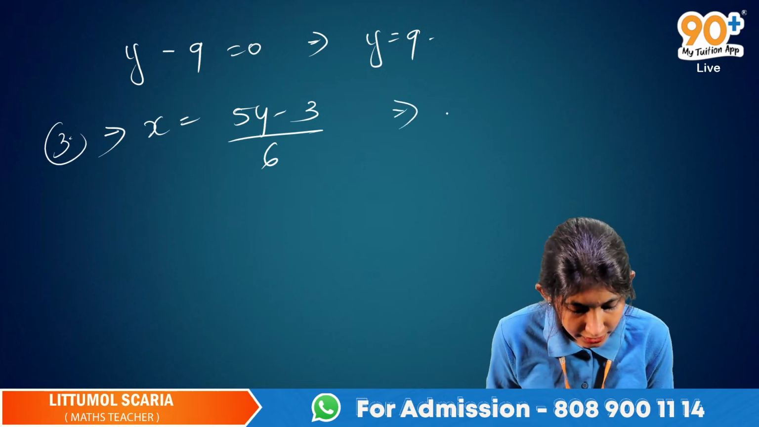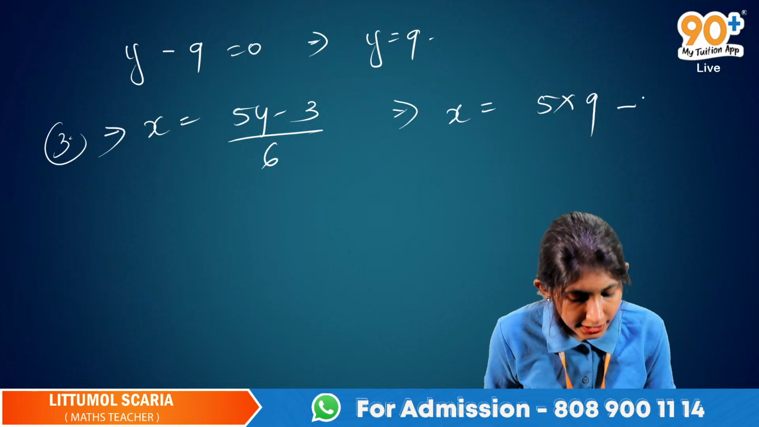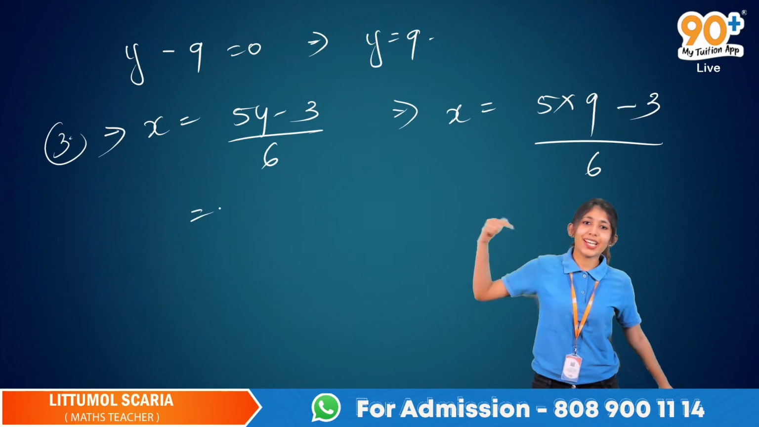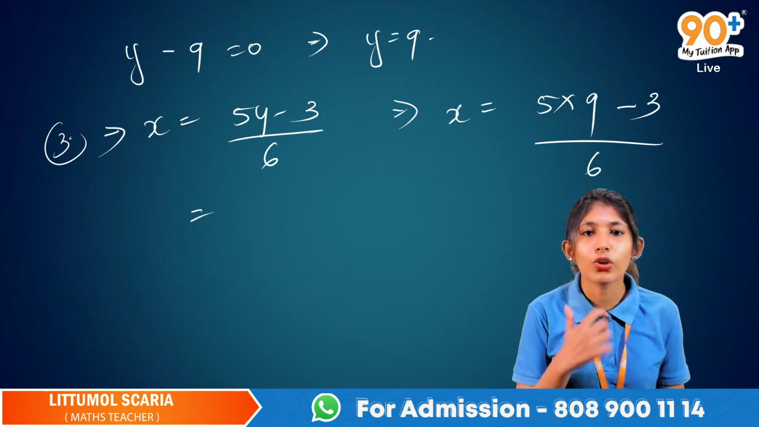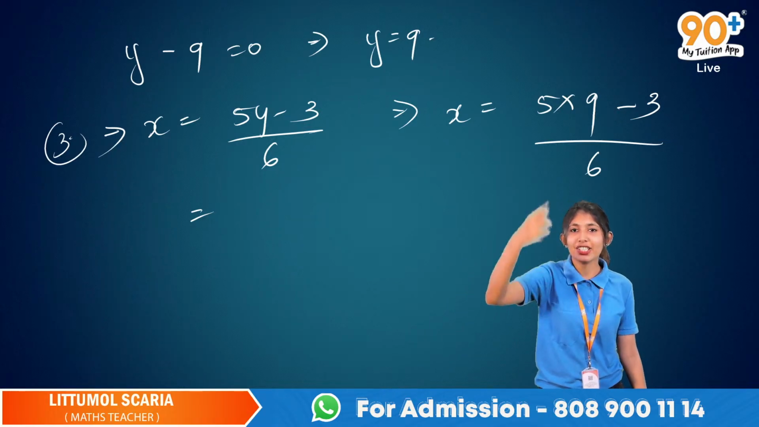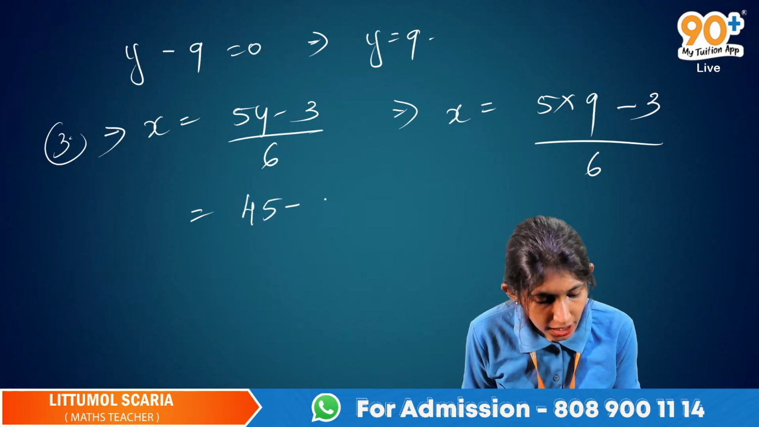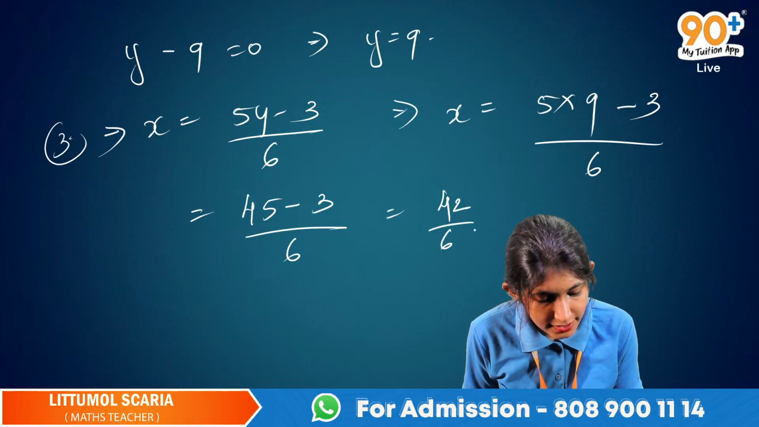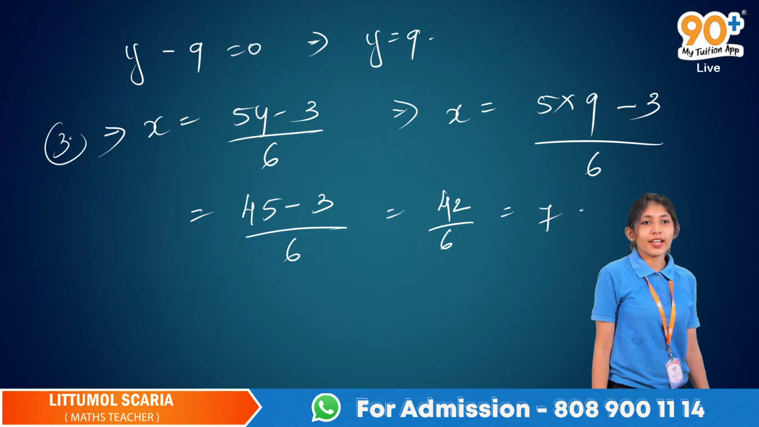എന്താണ് y? X is equal to 5 into y is 9 minus 3 divided by 6. As per the Boltzmann's rule, multiplication will come before subtraction or negative sign. Boltzmann's rule: multiplication, bracket, division, multiplication, addition, subtraction. So first multiplication ചെയ്യും. 9 into 5 is 45 minus 3 divided by 6. 42 divided by 6 and that is 7. So x ന്റെ വാല്യൂ കിട്ടി, y യുടെ വാല്യൂ കിട്ടി.